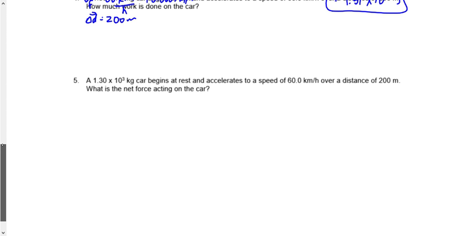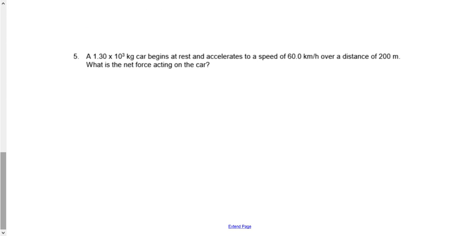Okay, number 5. Number 5 says a 1.30 times 10 to the 3 kilogram car begins at rest and accelerates to a speed of 60 kilometers per hour over a distance of 200 meters. What's the net force acting on it? This is the same question, except that we're looking for the force. We just solved for the work. It's 1.81 times 10 to the 5 joules. If we know the displacement, it's all we need to solve for the force.